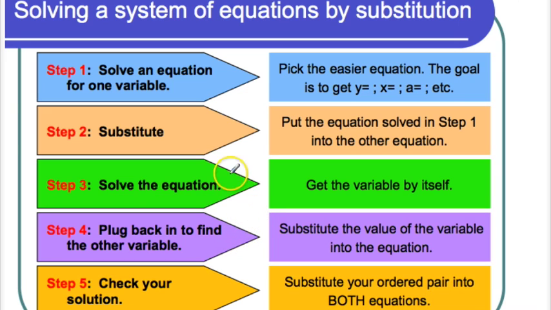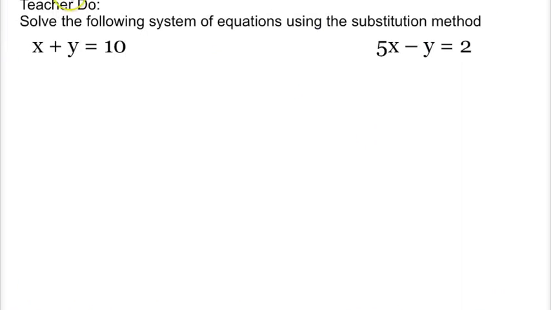Check your answer. Okay, sometimes you can start off right here. You don't always have to. Sometimes you can skip step 1 if one of the items is already solved for. Okay, so let's identify our options. We have 4 options.